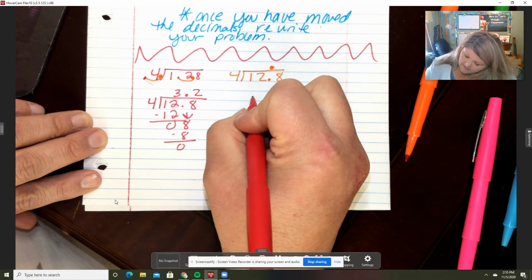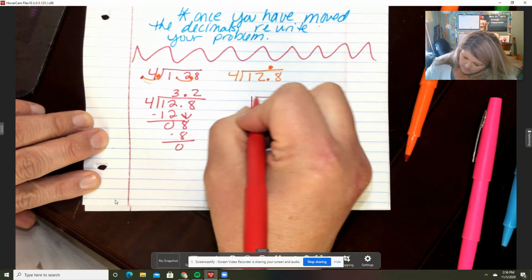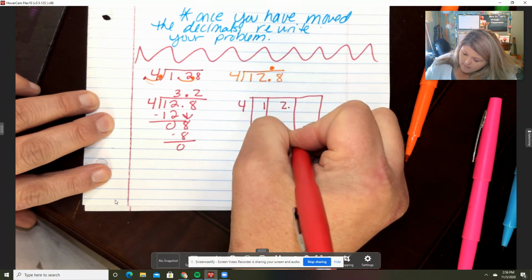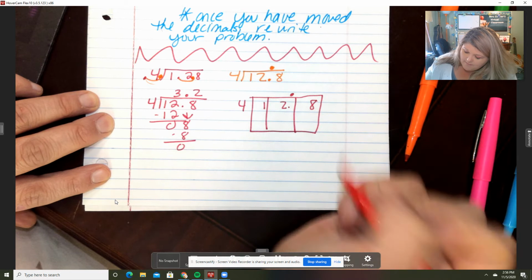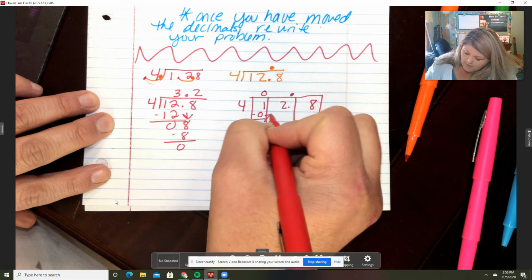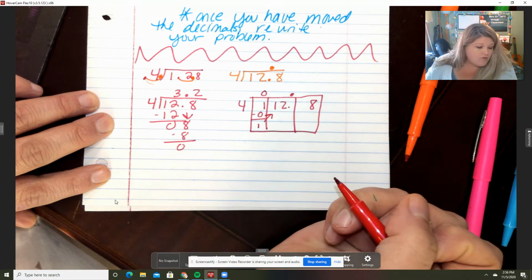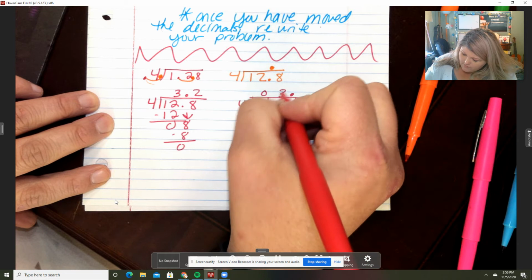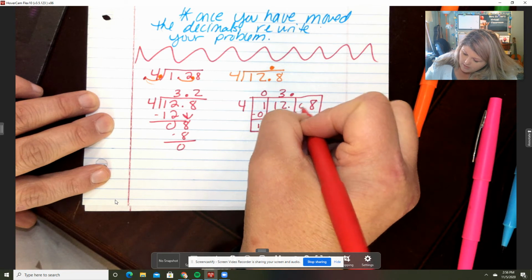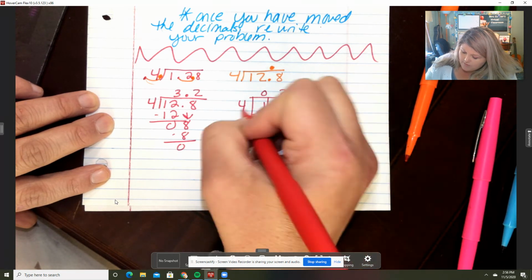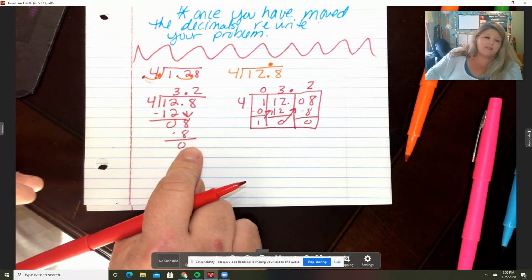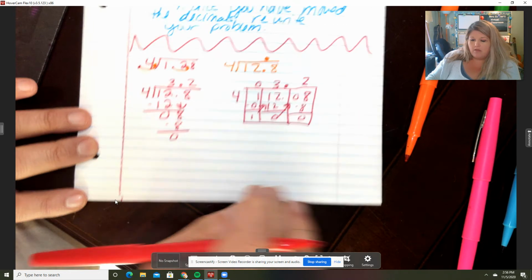And if I was doing the box way, same thing. I bring my decimal up. 4 will not go into 1. That would be 0. Bring up my 1. 4 will go into 12 3 times. 3 times 4 is 12. That is 0. And then 4 will go into 8 2 times. 2 times 4 is 8. And I don't have a remainder, so I don't have to add a 0. I'm done, right? All right, let's move on.